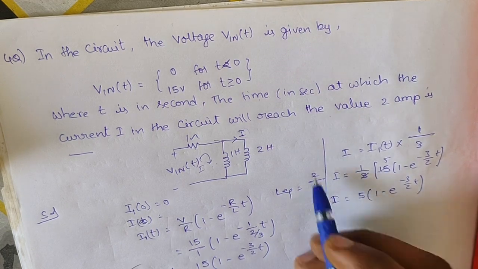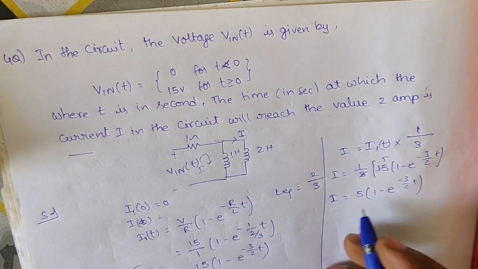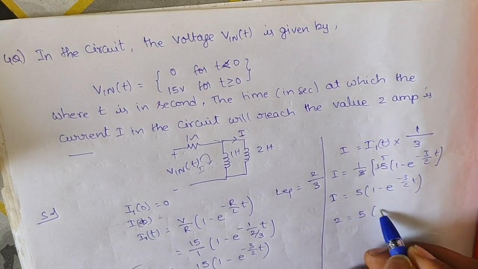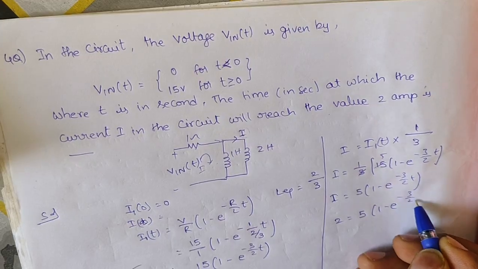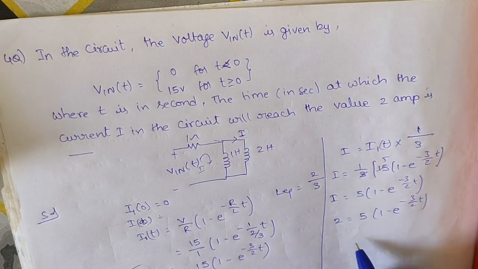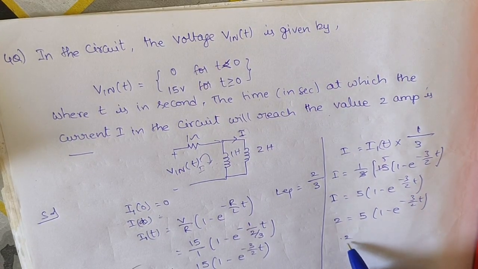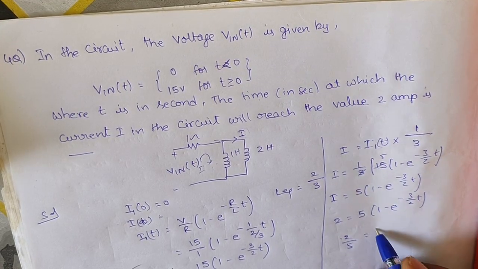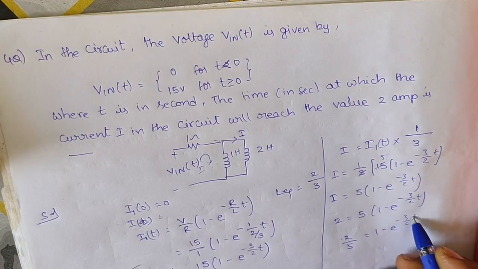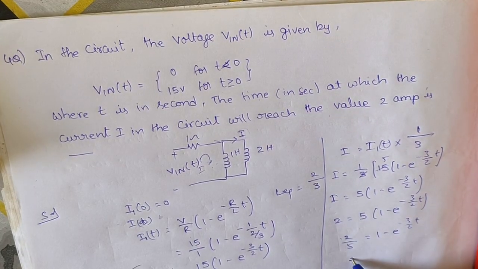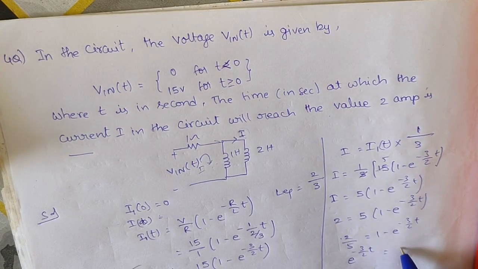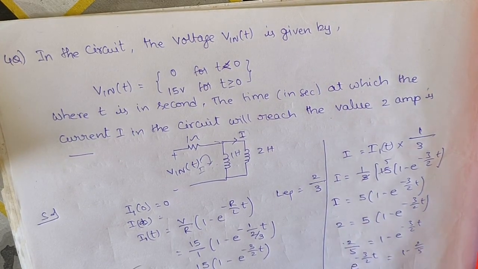Now we need the time at 2 amps. Then we set I equal to 2, which is equal to 5 into 1 minus e power minus 3 by 2 into t. This goes here: 2 by 5 equals 1 minus e power minus 3 by 2 t. Then e power minus 3 by 2 t equals 1 minus 2 by 5.